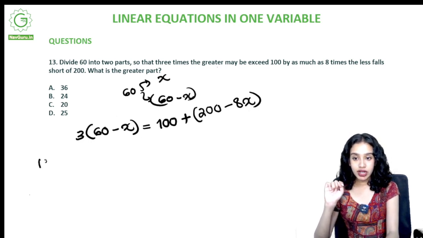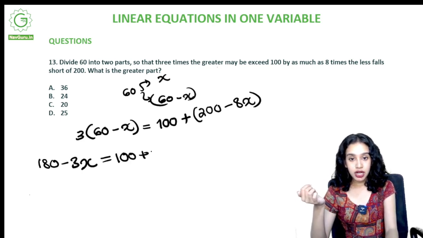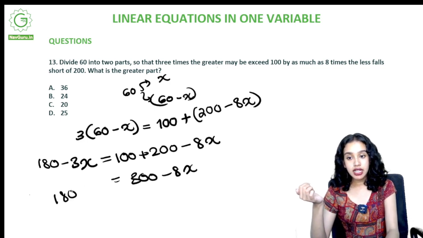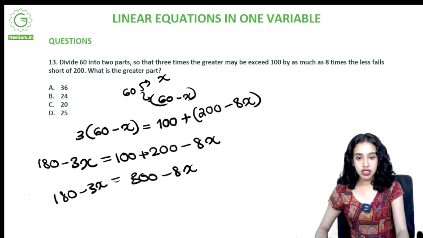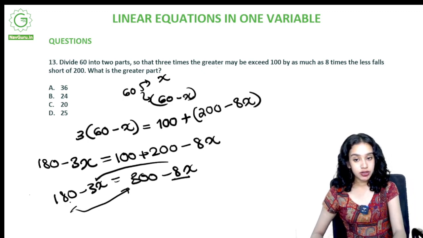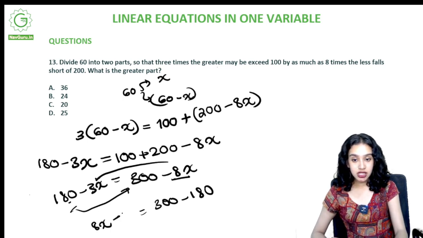So this becomes 180 minus 3x. I'm just multiplying it inside, is equal to 100 plus 200 minus 8x. So this becomes 300 minus 8x is equal to 180 minus 3x, right? So let's take this to the other sides. Let's transfer this to this side and this to here. So 180 is positive here. So when I'm taking it to this side, it becomes negative. So it becomes 300 minus 180. So we have minus 3x here. We have minus 8x here. When I'm taking minus 8x to the other side, it becomes plus 8x, and we have minus 3x there.